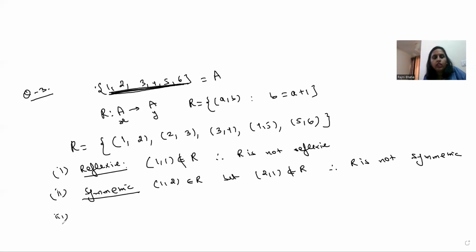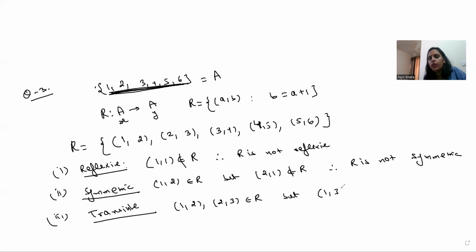And now we'll move to the last part, which is transitive. For transitive, we need to search for (a, b) and (b, c). So (1, 2) is there and (2, 3) is there. (1, 2) and (2, 3), both of them belong to R, but I can see that (1, 3) does not belong to R. Therefore, the given relation R is not transitive.